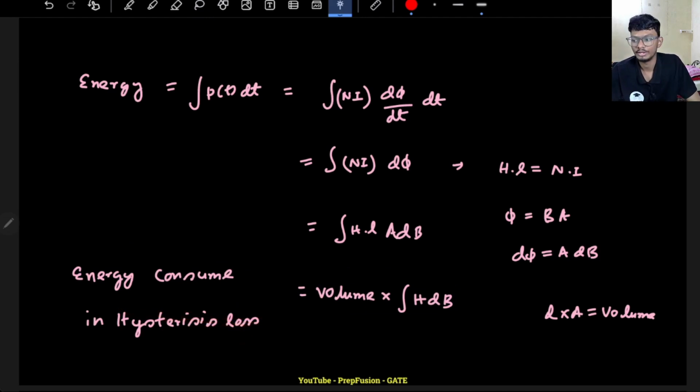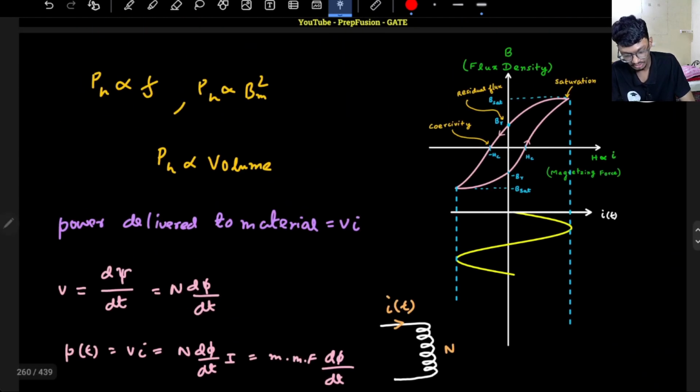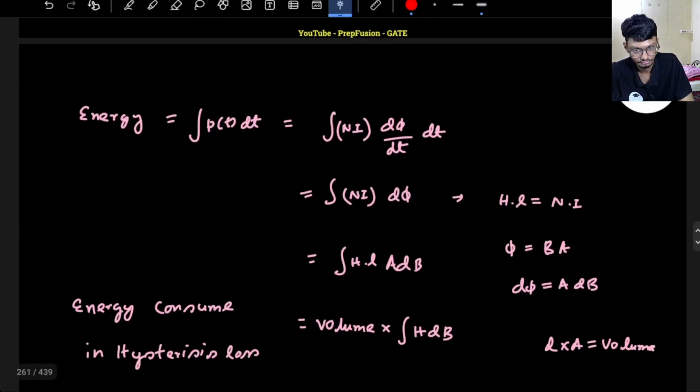I hope you have understood this basic point, that my hysteresis loss is the area of the H dB. So if I want to integrate H dB, it is not this area, not this area. The area is like this, H into dB. So that's how we get the formula for hysteresis loss.